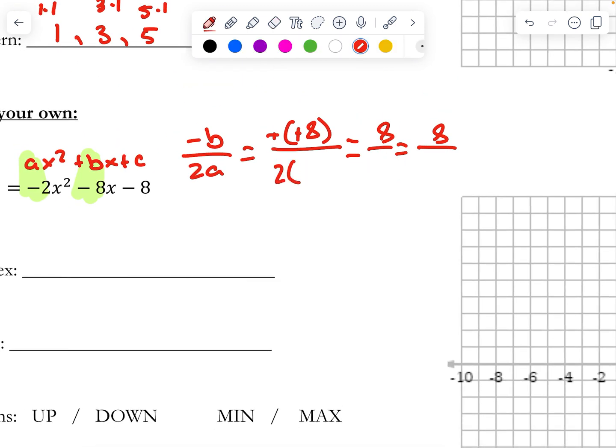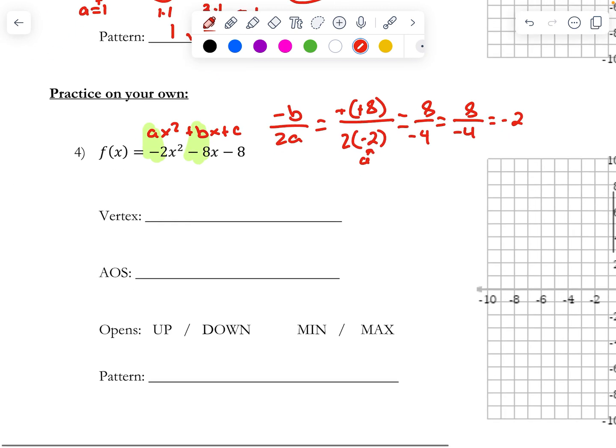This will be 2 times negative 2 because a is negative 2, and then this would be negative 4. So my answer here will be negative 2. Awesome. So my axis of symmetry is going to be x equals negative 2. All right, that means my vertex will have an x of negative 2. And now we have to find my y.